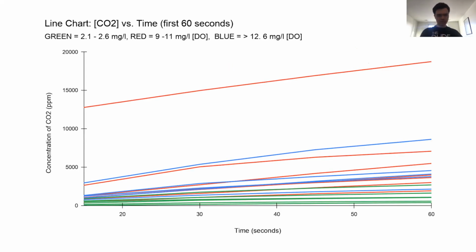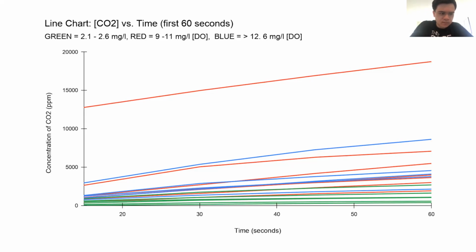Each line represents the first 60 seconds of each trial, and the red lines represent the condition of 9 to 11 milligrams per liter of dissolved oxygen. The blue represent greater than 12.6 milligrams per liter, and the green represent 2.1 to 2.6 milligrams per liter. In this figure, we can observe there is quite a bit of overlap between the higher two levels, as the blue and red lines are pretty interwoven.